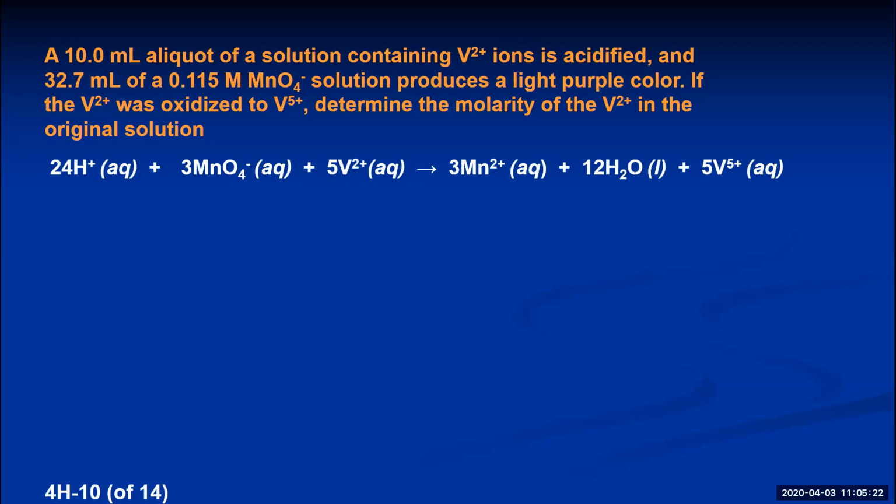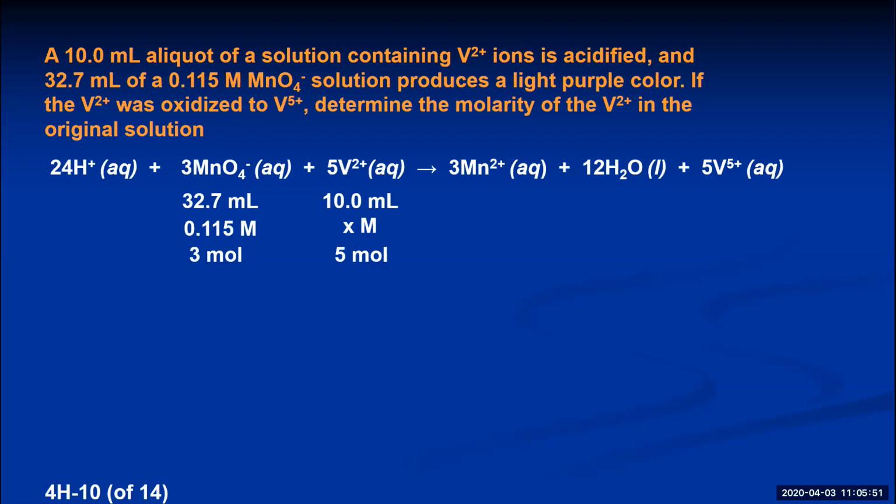Now we're ready to start the problem. We're going to write down what's given and what we're trying to figure out. We're told that we used 32.7 milliliters of the permanganate solution and its molarity was 0.115. We're trying to solve for the molarity of the vanadium ions, and we know the sample we put into the flask was 10.0 milliliters. The mole ratio in this balanced equation, this is why we balanced the equation, 3 moles of permanganate react with 5 moles of vanadium 2.